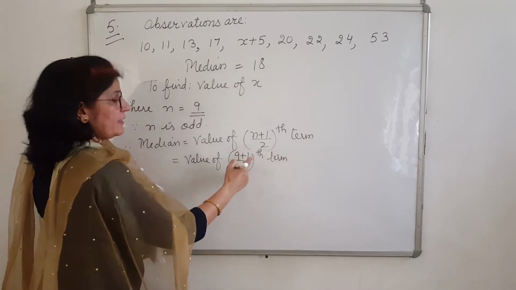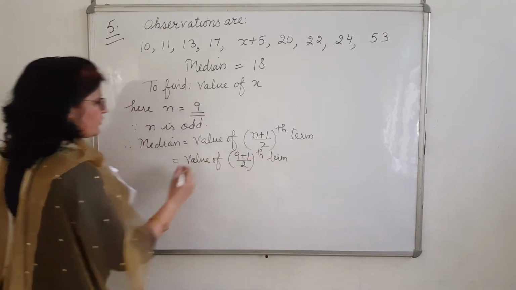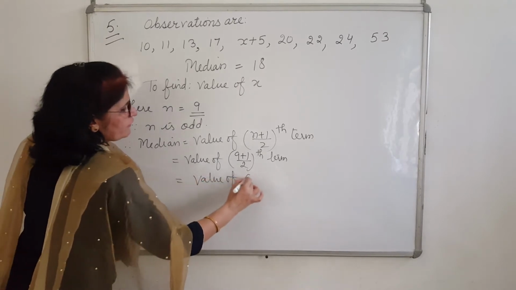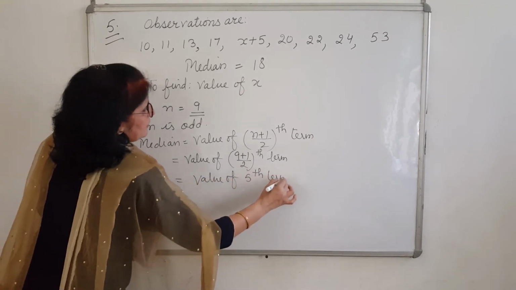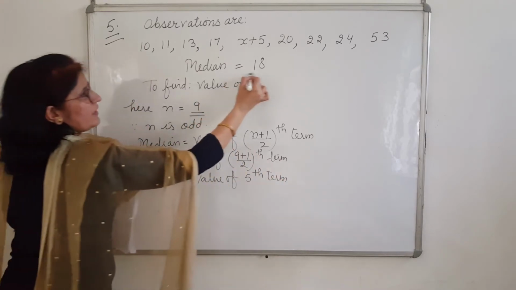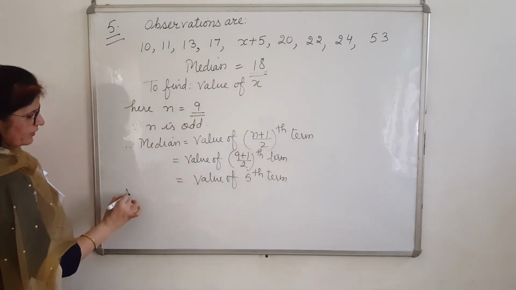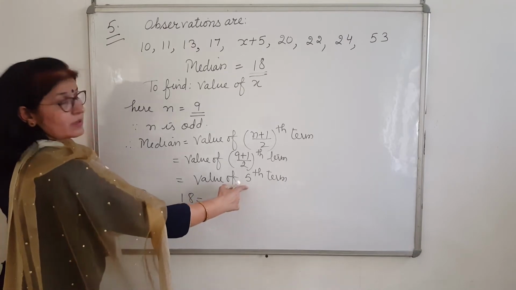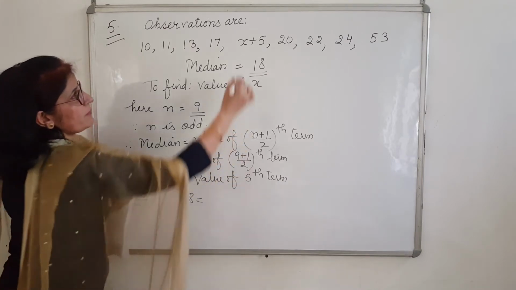9 plus 1 is 10. 10 divided by 2 gives 5. So the median is the value of the 5th term. But in the question, the median is given as 18. According to the question, 18 is equal to the value of the 5th term. Which is the 5th term here?